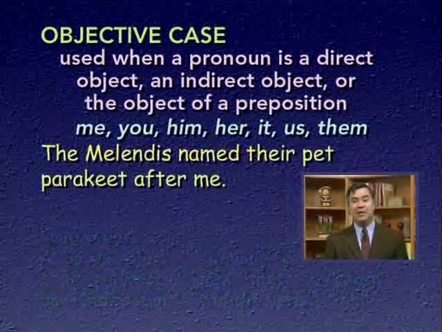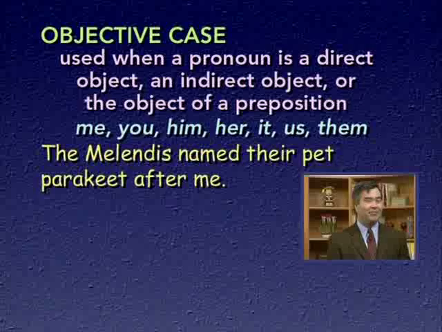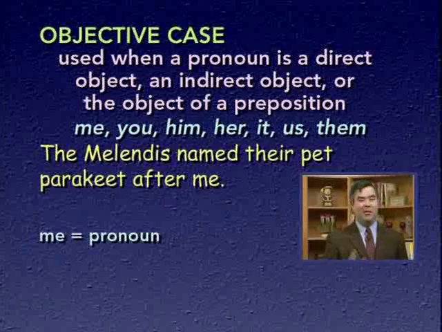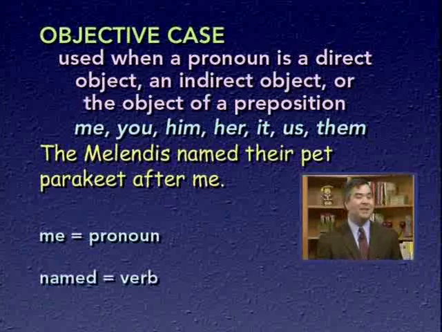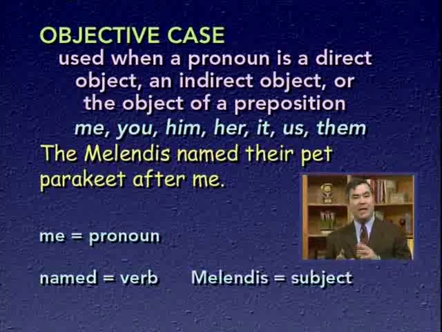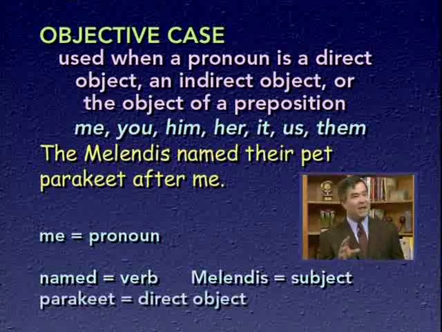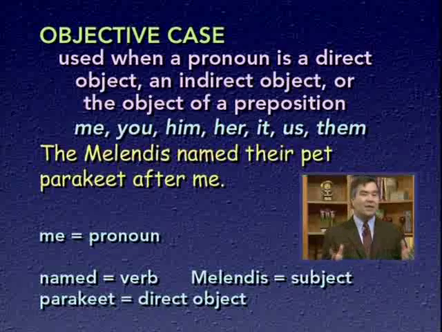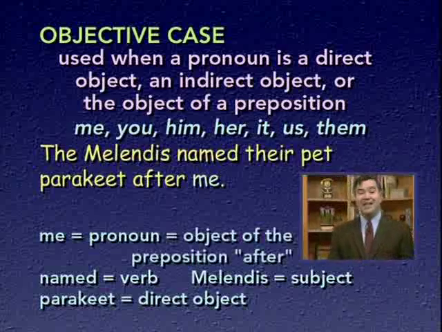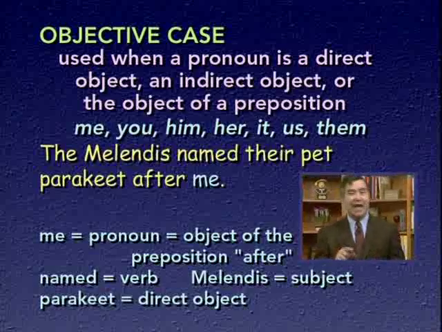And one more sample sentence. The Melendys named their pet parakeet after me. Here we have the pronoun me. What's the subject and what's the verb in this sentence? Well, the verb is named, and the subject is Melendys. The Melendys did the action described by the verb naming. Now, what's the direct object of named? The direct object is parakeet. That's who or what the Melendys named. What's the role of the pronoun me? How does that fit into the sentence? In this case, the pronoun me is the object of the preposition after. We have a prepositional phrase in this sentence, after me.